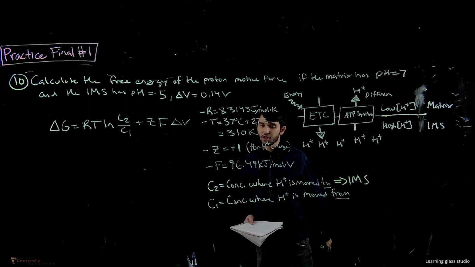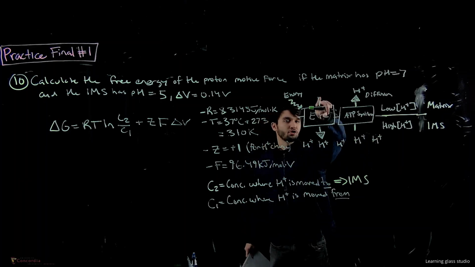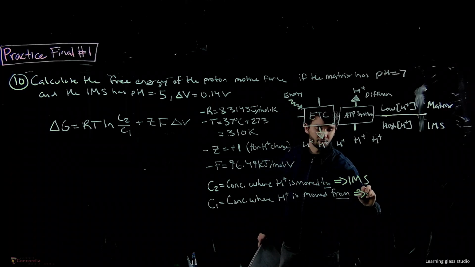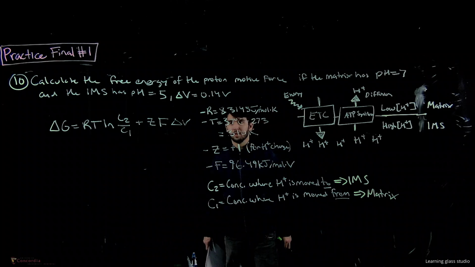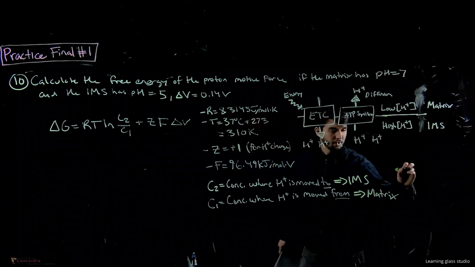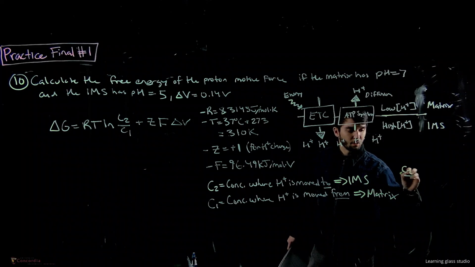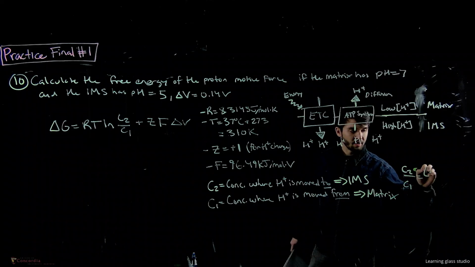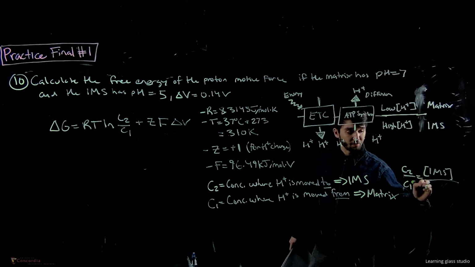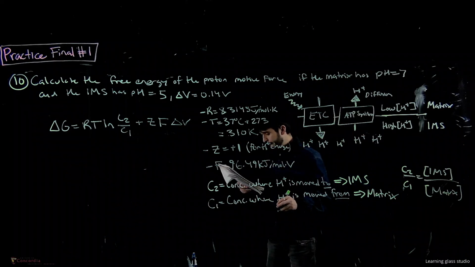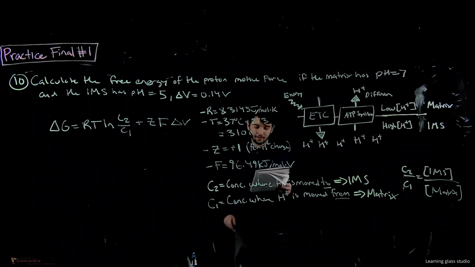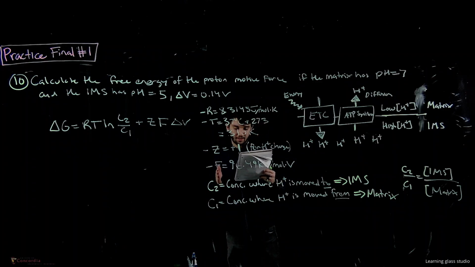C1 is the concentration where H+ is moved from. So it is moved from the matrix into the IMS. In this case, C2 over C1 equals the concentration at the IMS divided by the concentration in the matrix. So the first thing we have to do is calculate those concentrations.